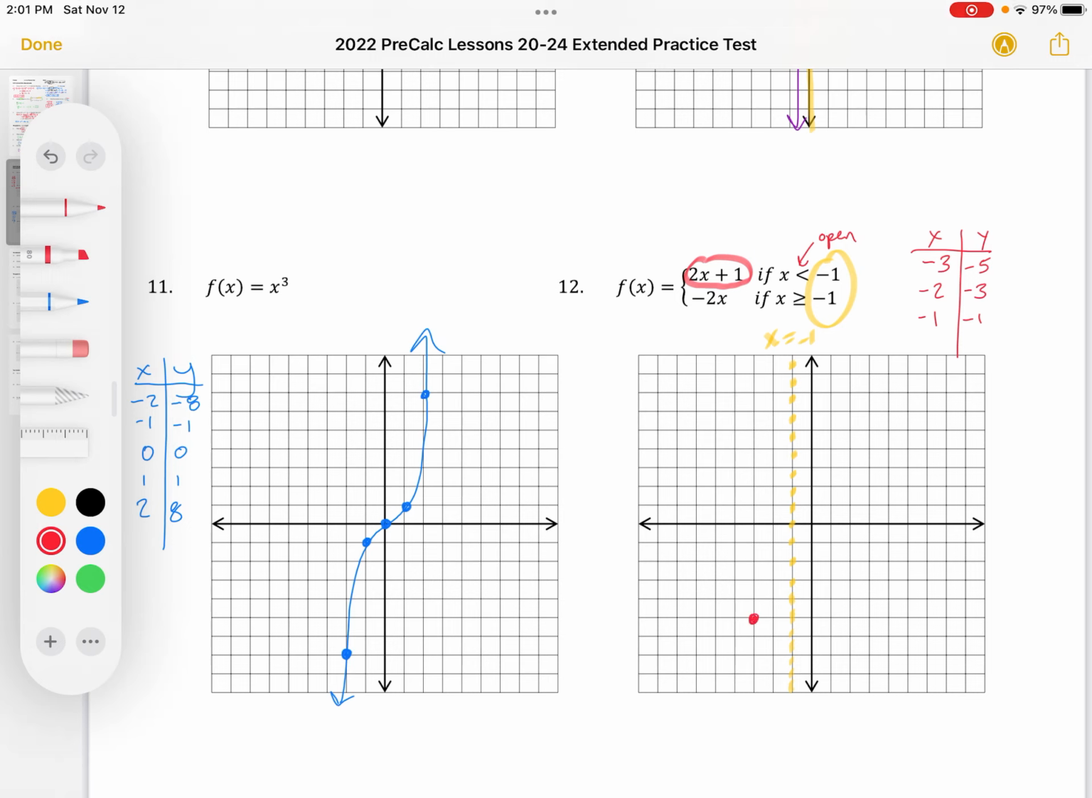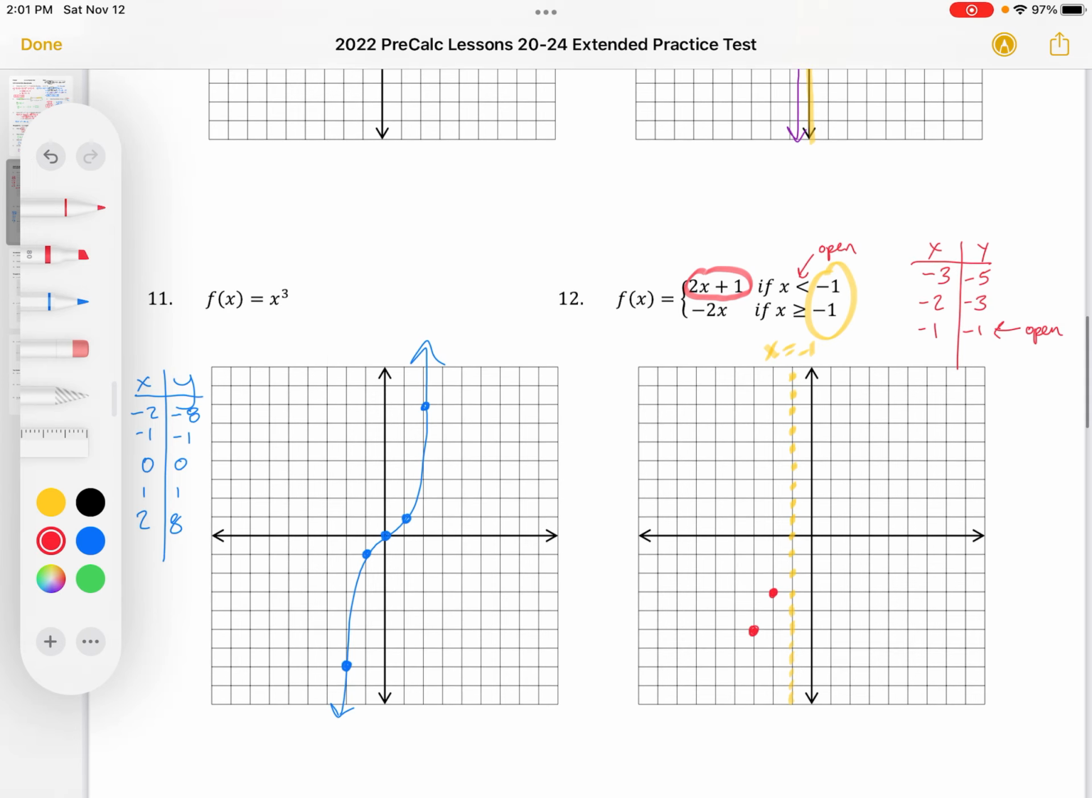So I'm going to start with -3, -5. That's right there. And then I'm going to do -2, -3, which is here. And then once I get to -1, I think I put that in the wrong spot. Let's try that again. -2, -3 is here. And then this last point, remember, is going to be an open circle because it's x less than -1. So once I get here, it's going to be open. And then this graph is just going to keep going back this way. So that's the top line.